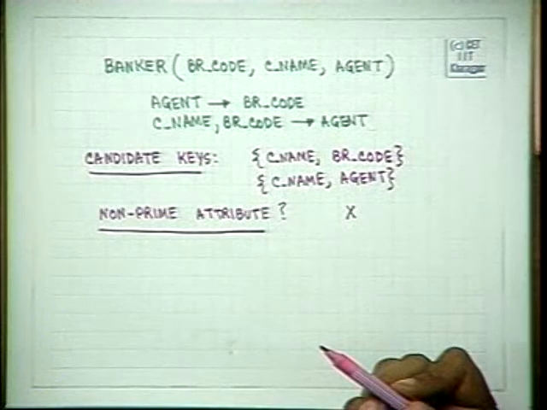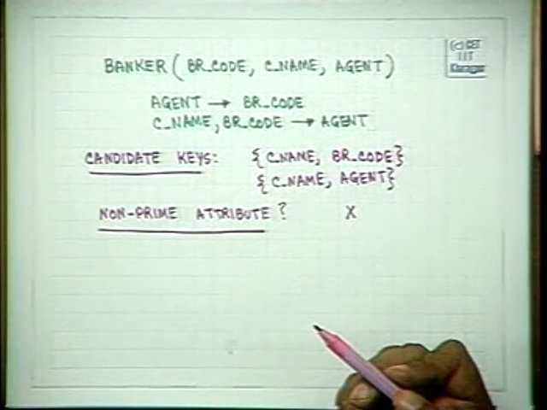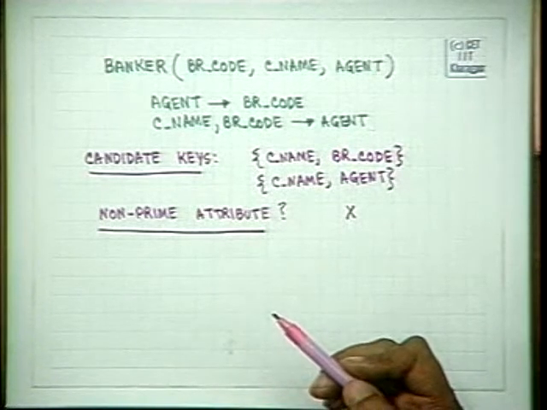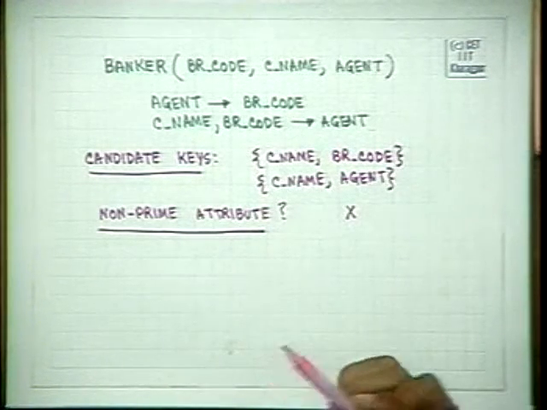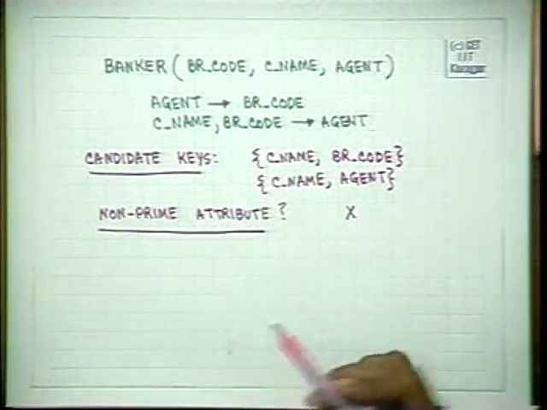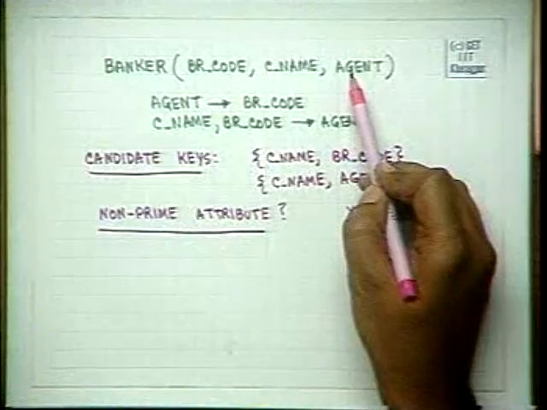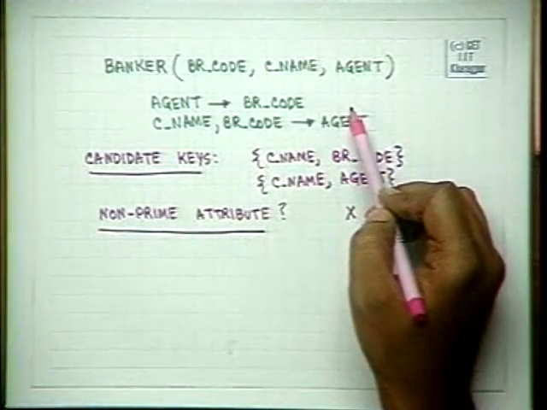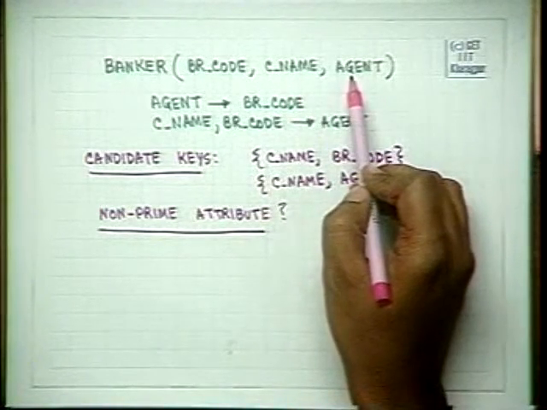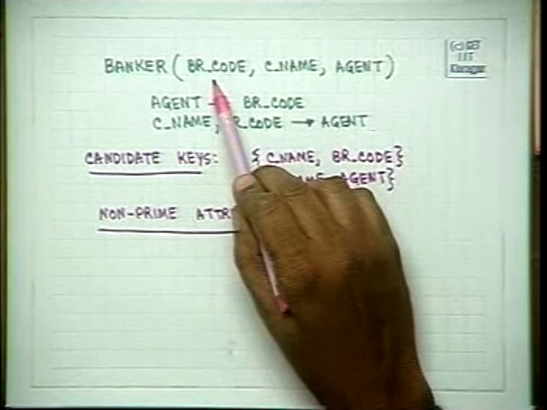Therefore, by default, it is in second normal form, because second normal form says the non-prime attribute must be fully functionally dependent on something. But is there no redundancy here? Definitely there is a redundancy here, because whenever you repeat the agent name, a customer comes to this agent in this branch.